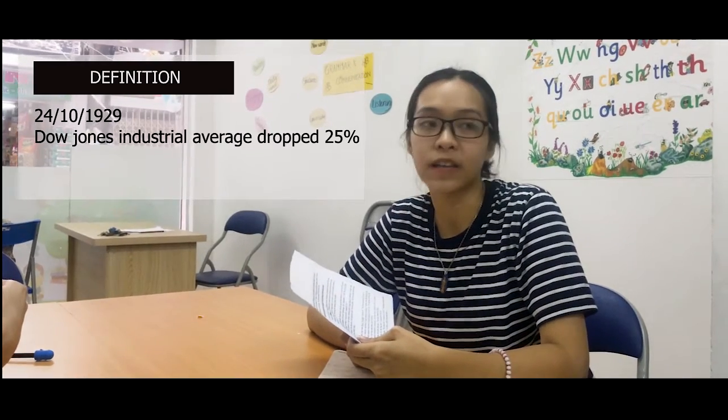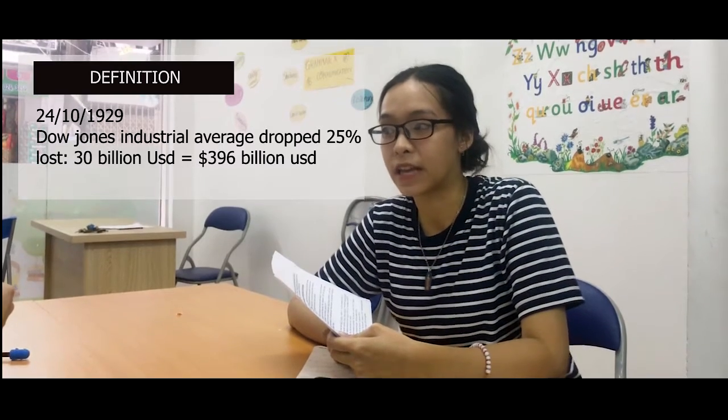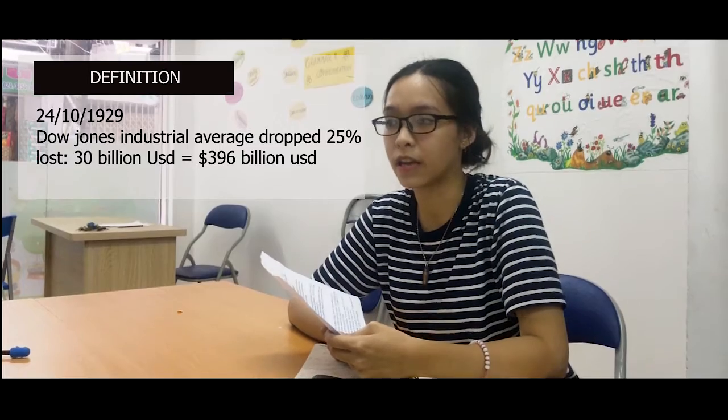Okay, so I have done a little bit of research about the stock market crash of 1929. It was a 4-day collapse of stock prices that began on October 24. It was the worst decline in U.S. history, and the Dow Jones Industrial Average dropped about 25%, and it lost $30 billion in market value, which is the equivalent of about $400 billion today.